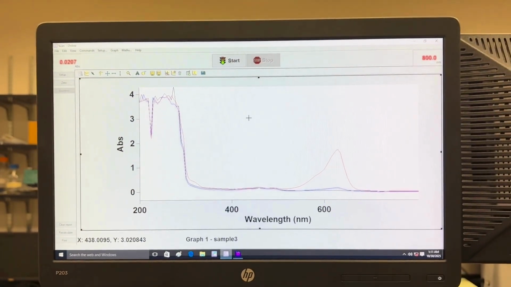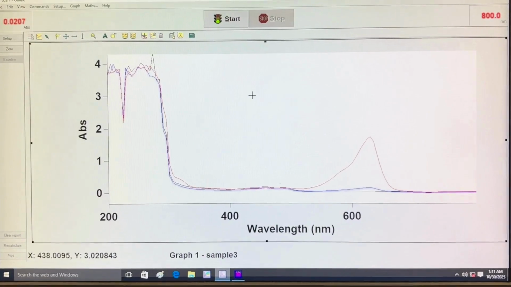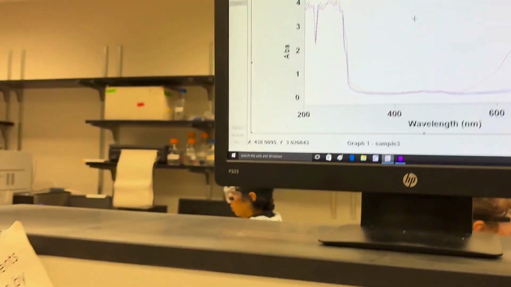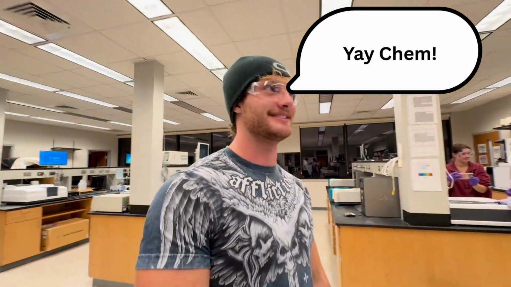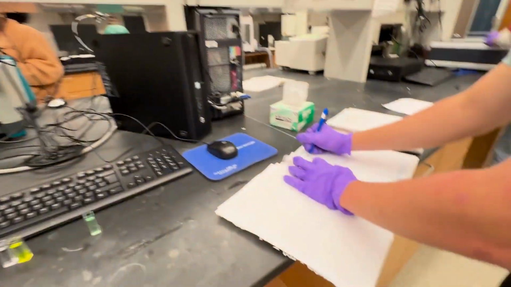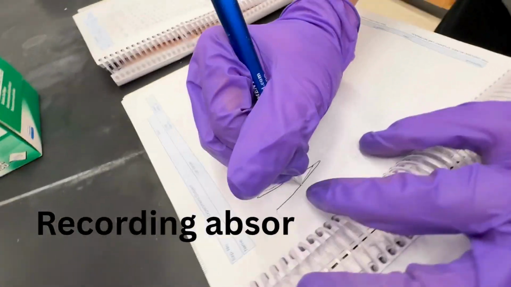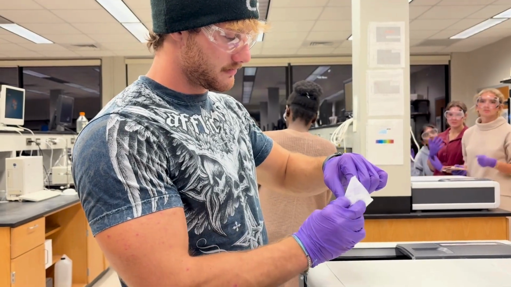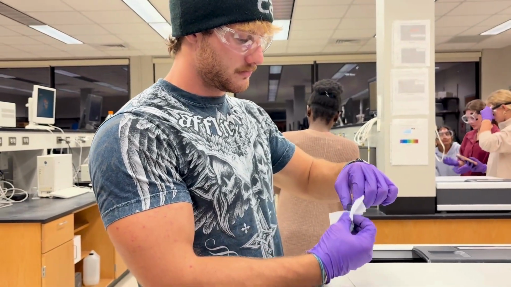When light passes through a solution and we want to determine its concentration from how much light is absorbed, we need to use something called the Beer-Lambert law. The Beer-Lambert law is expressed as the absorbance equals the molar absorptivity multiplied by the path length of the cuvette in centimeters multiplied by the concentration of the solution. Absorbance is directly proportional to concentration.